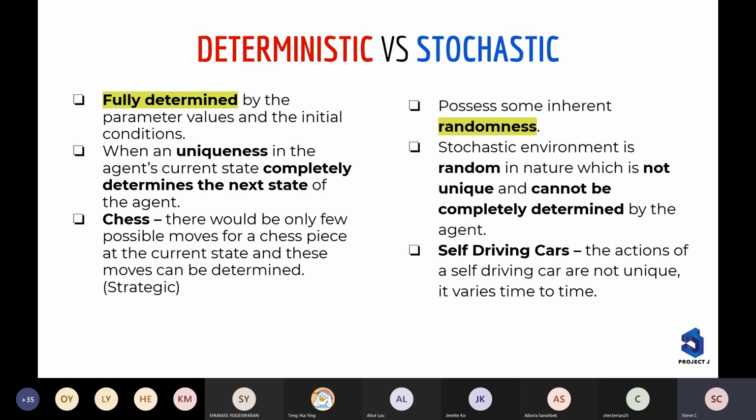So you can imagine in a self-driving car, the environment around it has many elements that are random. You wouldn't be able to tell if the weather is good. I mean, you can't predict the weather. You can't predict whether or not that one particular car would hit you or not. You wouldn't be able to determine if suddenly a pedestrian runs into the street, right? So that's the randomness that we're talking about here. It is random in nature and not unique and cannot be completely determined.